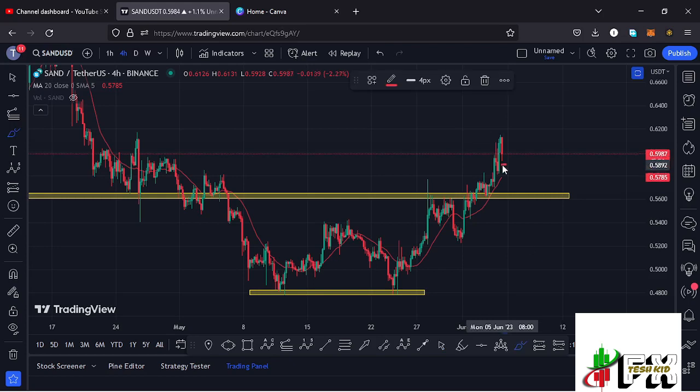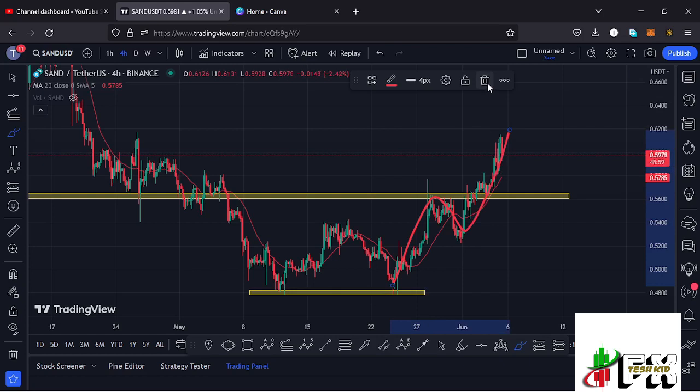At the time of this recording, we are holding above the 20-day MA here on the 4-hour chart, which is now acting as support for us to continue gearing up. We are also holding above a key area of support at around the $0.5613 mark. And after seeing our lows on the 23rd of May, you can see that we have seen a massive pump to the upper side.